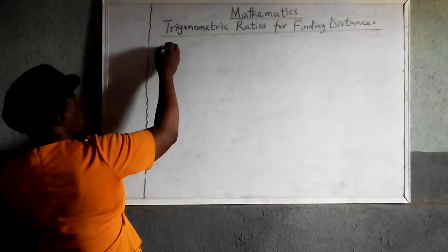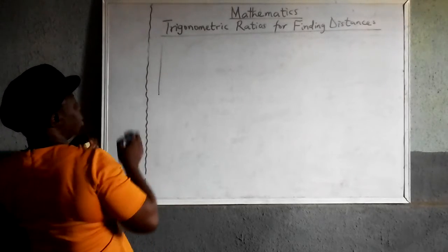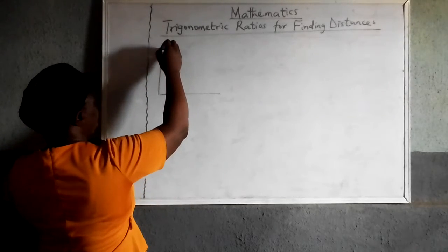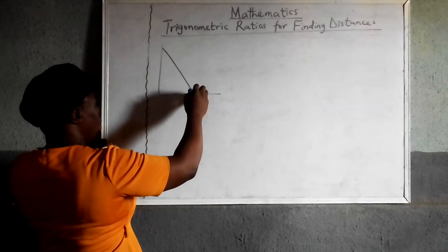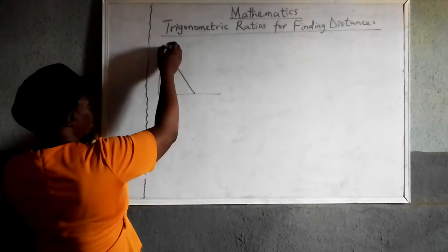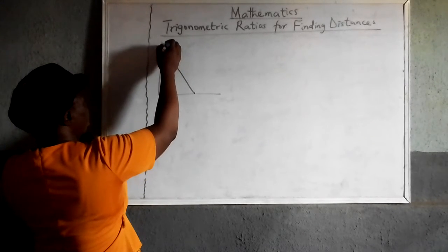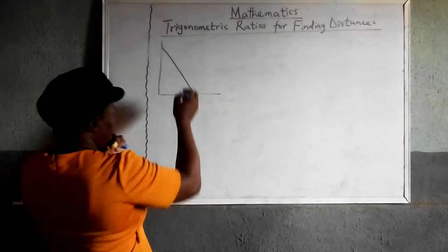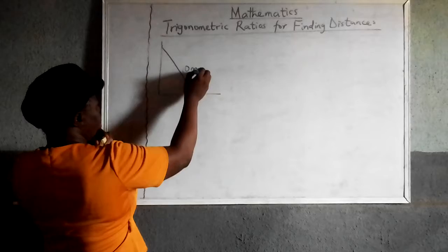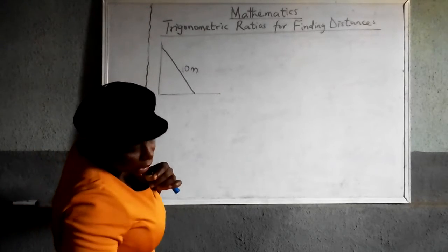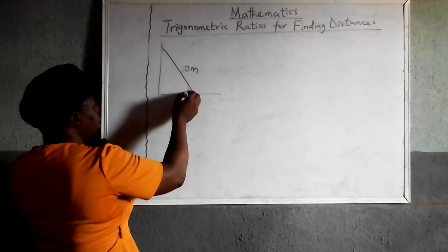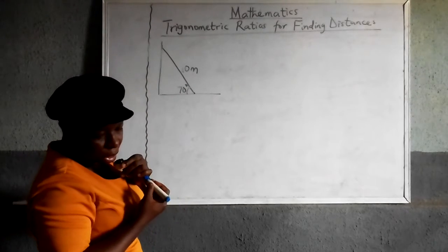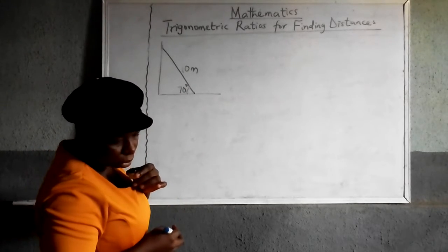We all know that the wall should stand erect like this, and this is the ground, right? And we place the ladder on the wall. This is the foot of the ladder, and this is the top of the ladder placed against the wall. Okay, we are told that the length of the ladder is 10 meters. This is 10 meters. And the ladder makes an angle of 70 degrees with the horizontal. That means it makes angle 70 degrees with the ground.